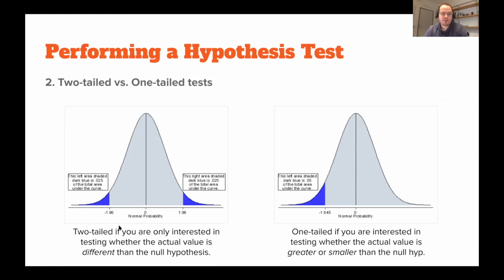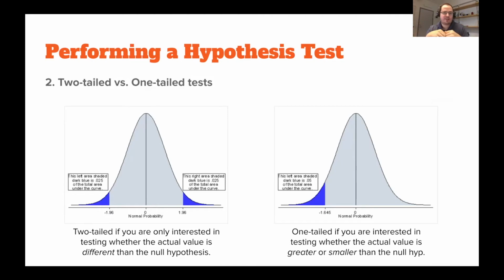And when you have a two-tailed test like this, that means you're using the two tails of the normal distribution, this tail and this tail, because you don't know, or you don't care, or it's not important to you if the actual observed value is larger or smaller.